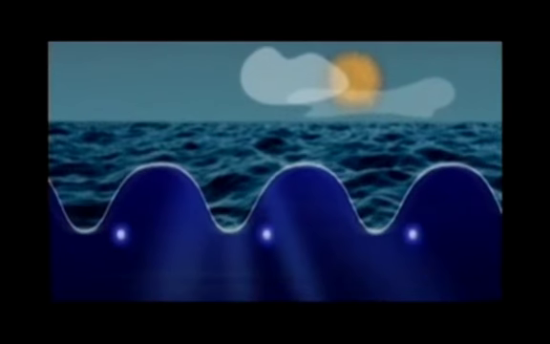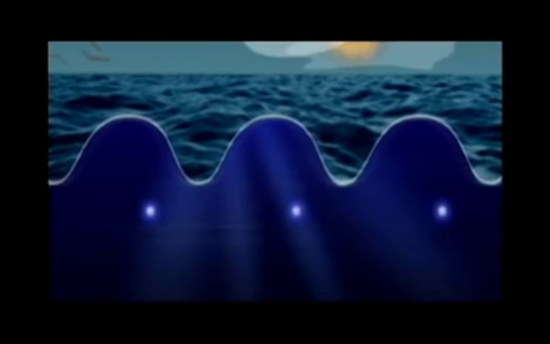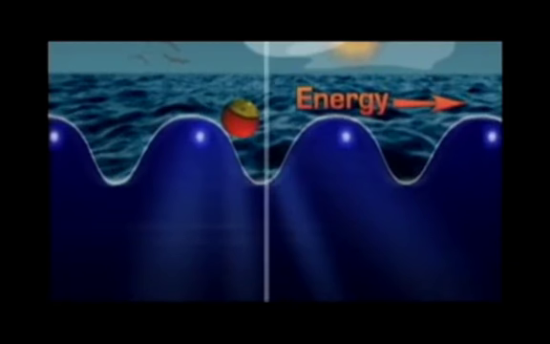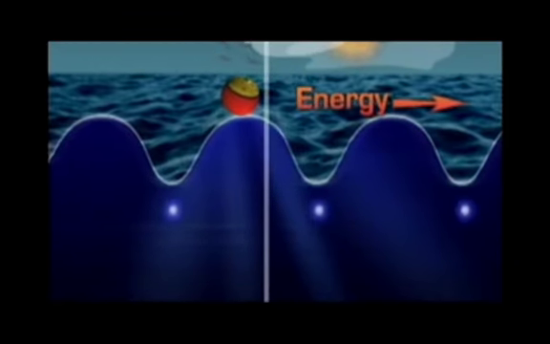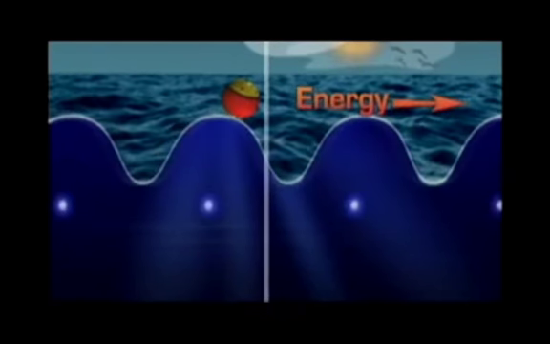Each particle of water in a wave moves around in a circle. Energy moves forward while water particles remain in the same place, so an object floating on the water will rise and fall as the wave passes, but the object will not move forward.